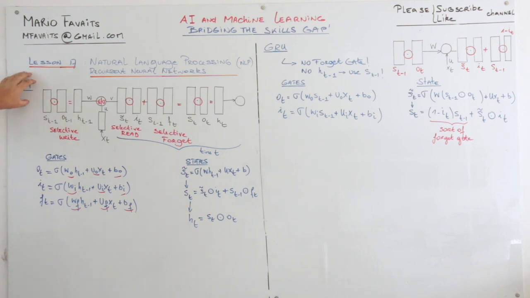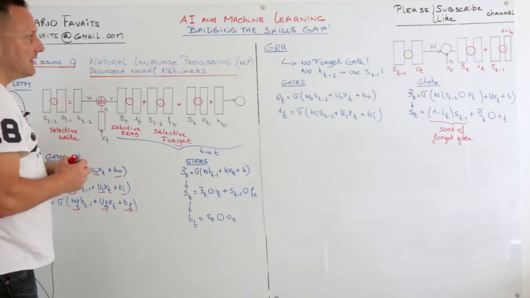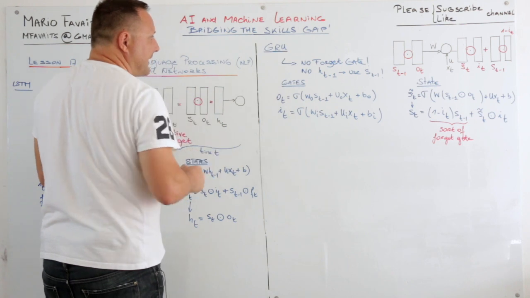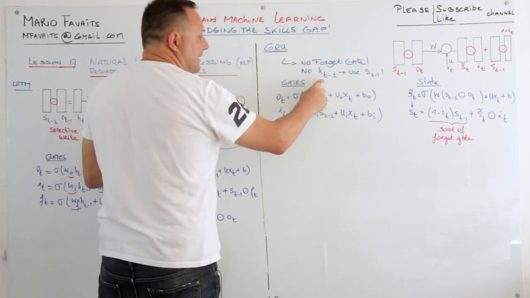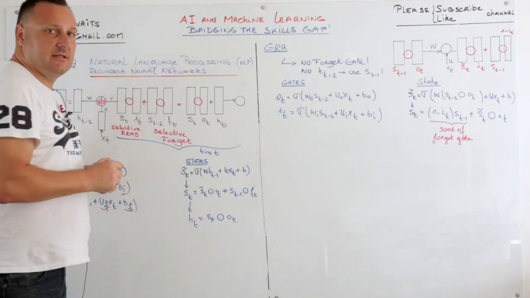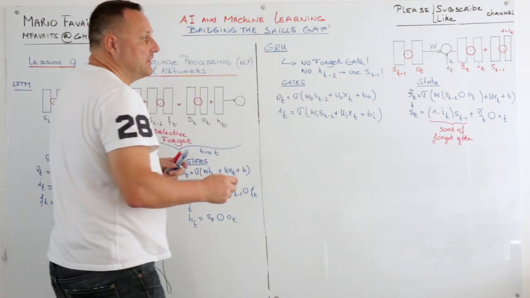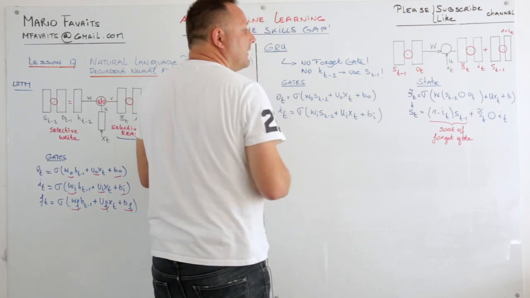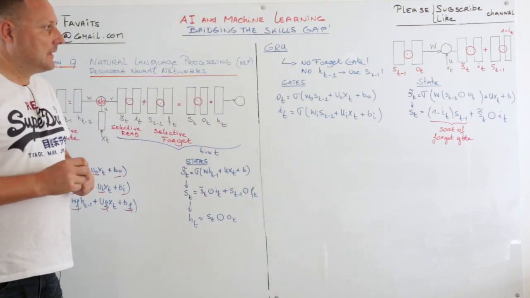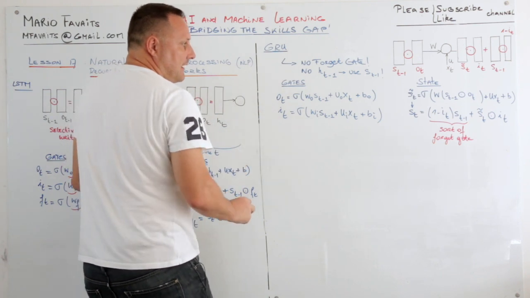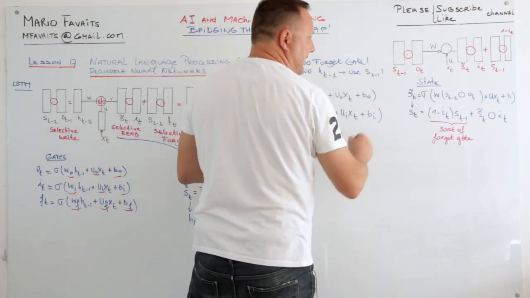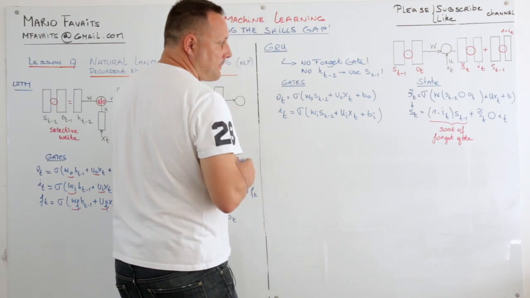Now there is another variant which is called GRU, or gated recurrent unit. And here we don't have a forget gate, and we don't have the ht minus 1. So we use st minus 1 directly. So here are the gates. You only have an output and input gate and 2 states, s tilde and st.